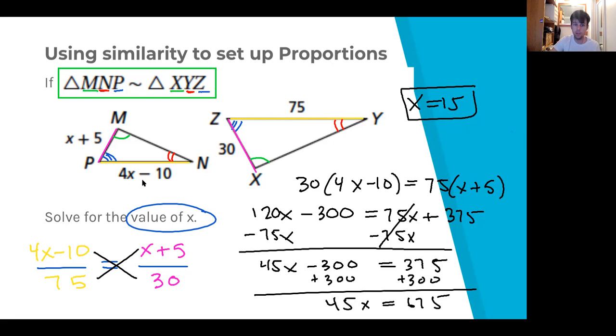We could actually substitute that number in and figure out this side length. So 4 times 15 minus 10, right? We could actually do the calculation here. Figure out that this is 50. 15 plus 5, we can figure out this one's 20. We can use the value of x to answer further information about our triangles, but in this case, this is all we're looking for, so feel free to stop right there.